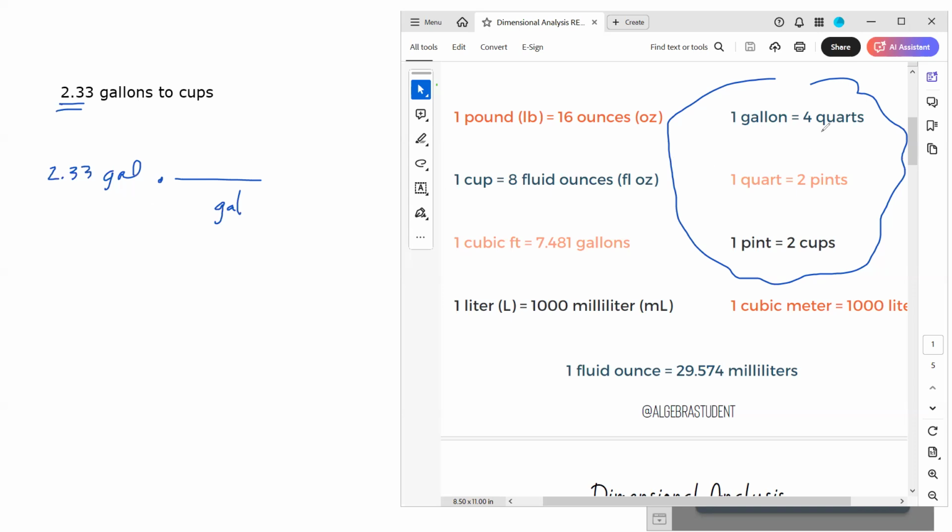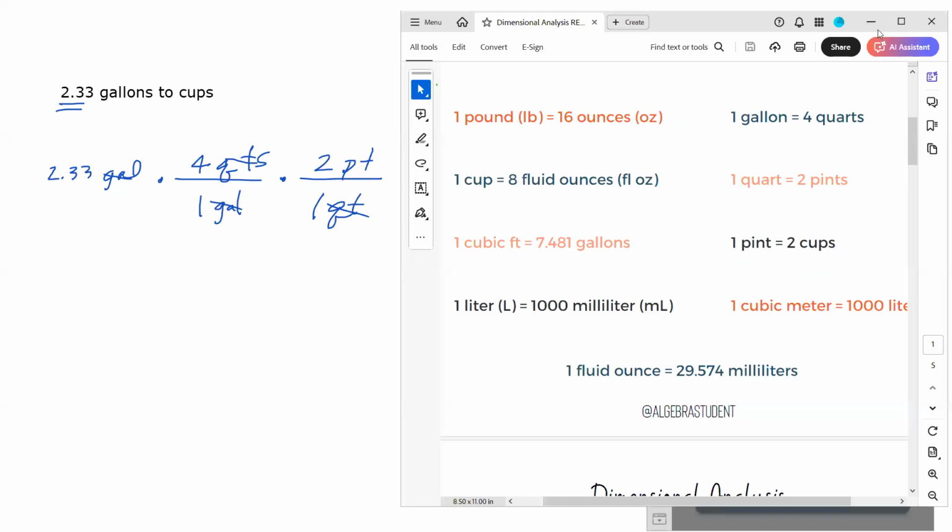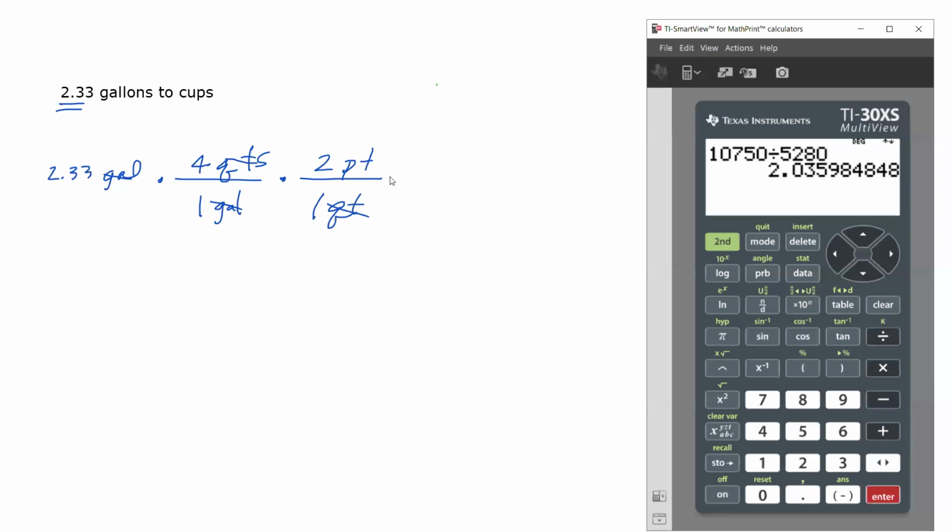So I see one gallon is 4 quarts, so I can do that. 1 gallon is 4 quarts, and that way the gallons can cancel. But quarts is not cups, so we have to multiply again and get rid of quarts. Well, 1 quart is 2 pints. 1 quart, 2 pints. That gets rid of quarts, but pints are still not cups. So I'm going to use this 1 pint equals 2 cups idea. And I'm going to move this out of the way. So now I want to get rid of pints. 1 pint is 2 cups.